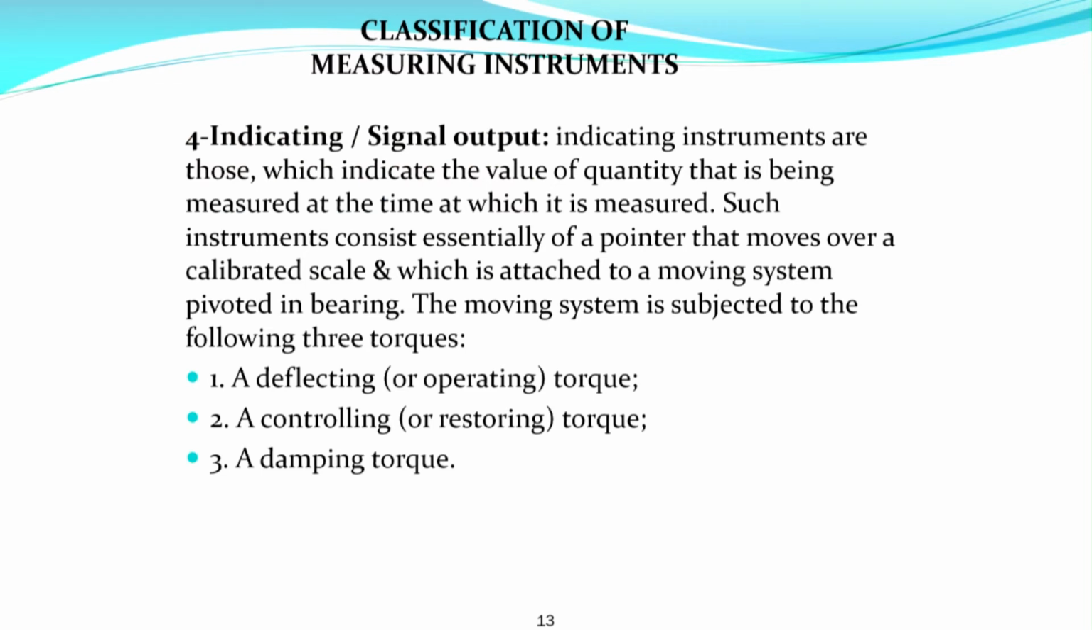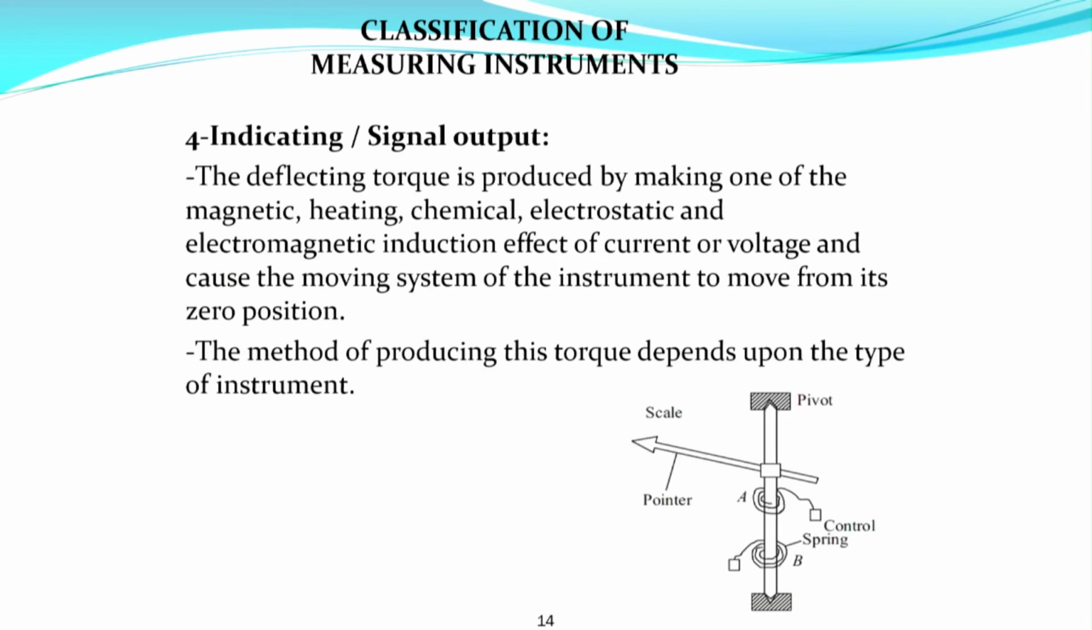Fourth type of devices for instruments: indicating and signal output. Indicating instruments are those which indicate the value of a quantity that is being measured at the time at which it is measured. Such instruments consist essentially of a pointer that moves over a calibrated scale, which is attached to a moving system pivoted in a bearing. The moving system is subjected to the following three torques. First, a deflection or operating torque, second, a controlling or restoring torque, and third, a damping torque.